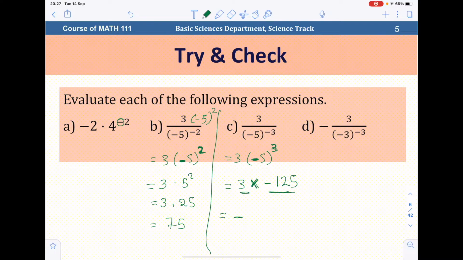So I have negative. Then 3 times 5 is 15. 3 times 2 is 6. And 1 here is 7. Then 3 times 1 equals 3.